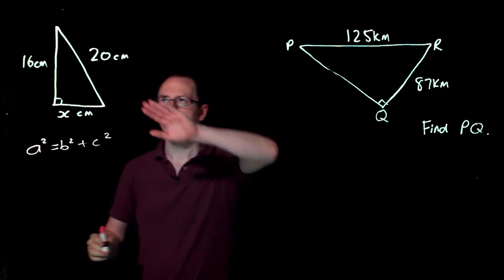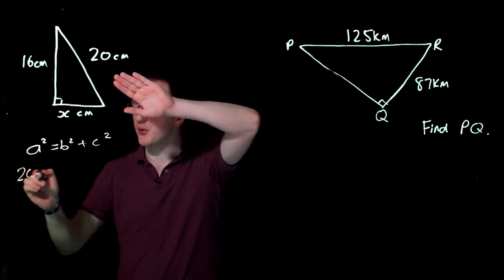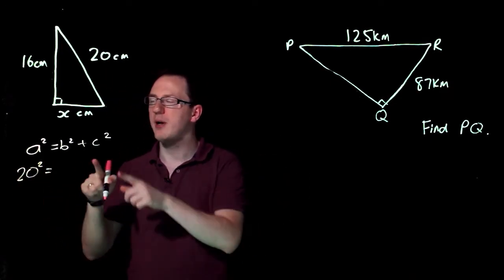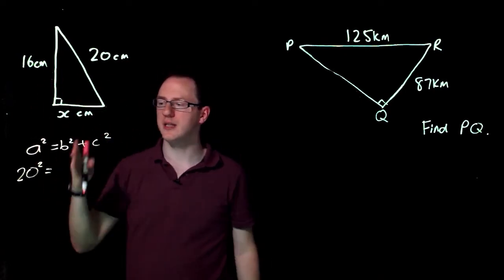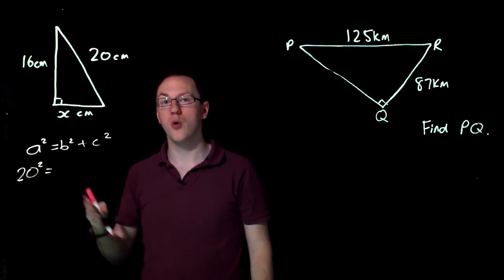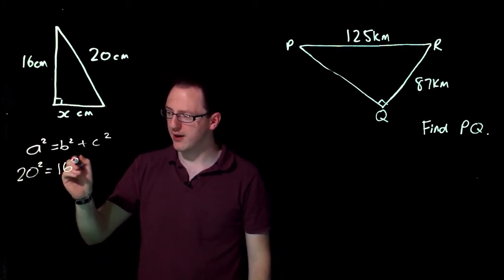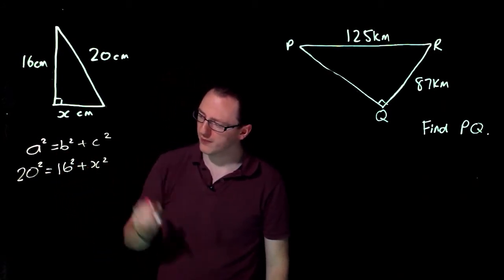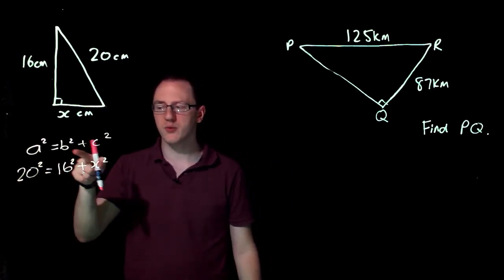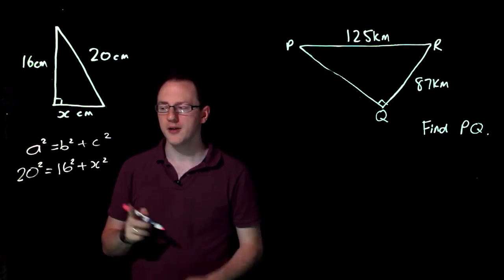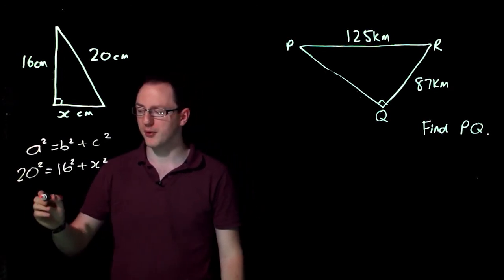So let me substitute in. I get a squared, so that's 20 squared, equals b squared plus c squared. Now, it doesn't matter which order we do these in. We could do 16 squared plus x squared, or x squared plus 16 squared. I'm going to do the first one. So I want to find x squared, so I want to isolate that. So I need to get rid of 16 squared. So we're going to take away 16 squared from both sides.